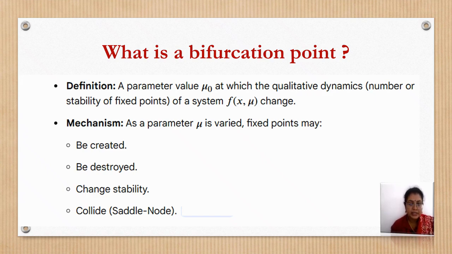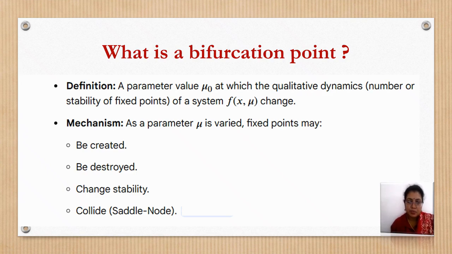So that is the next keyword. What is a bifurcation point? It is the parameter value at which the dynamics of the system undergoes a drastic change. Suppose I have a system described by the equation x dot is equal to sin x plus mu. So mu is the parameter.